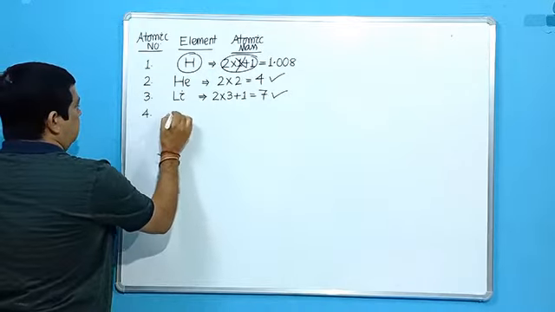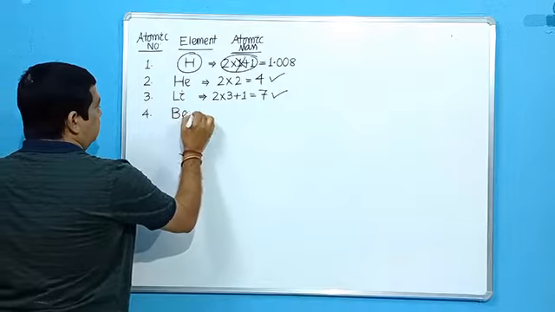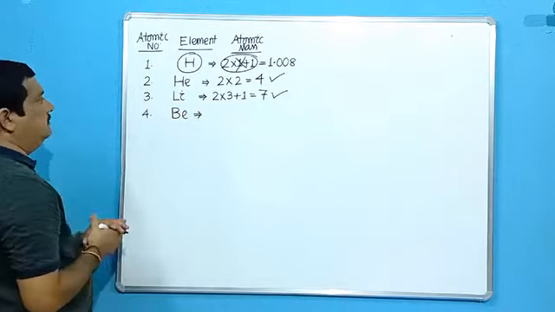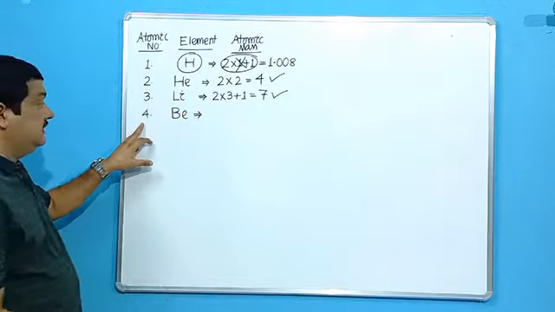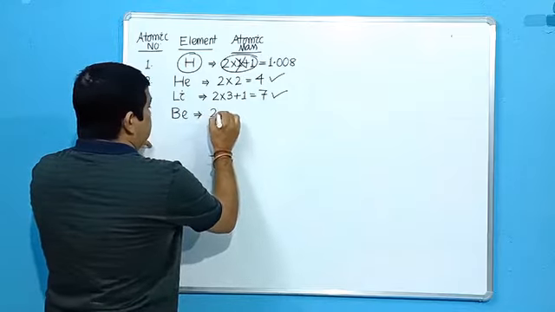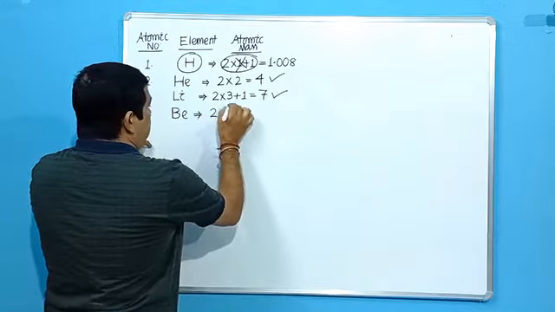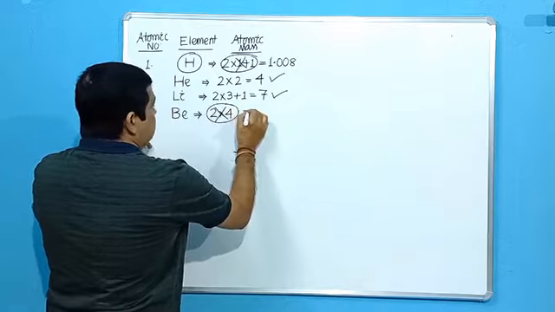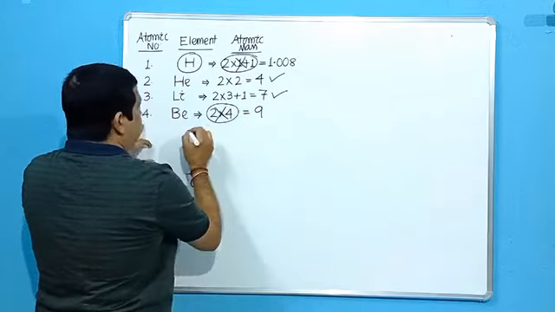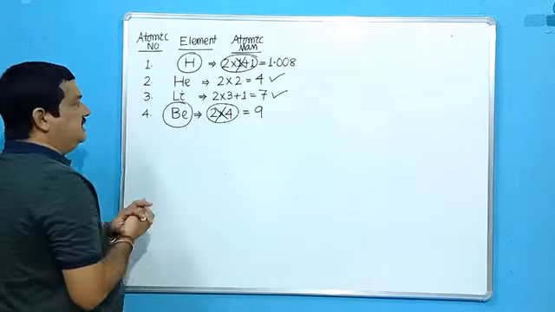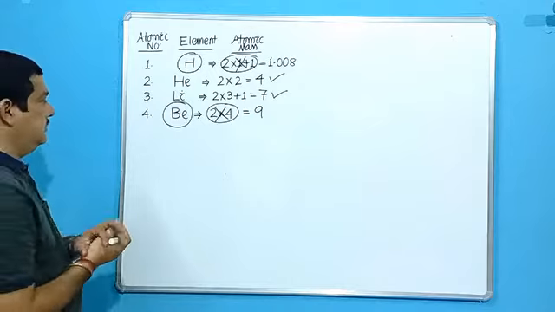Then 4. Beryllium. Beryllium, atomic number is even. So as per formula, what should the atomic mass be? 2 into 4, that would be 8, but it is not. How much will it be? 9. It will be 9. So I am rounding it up. Beryllium does not fit into the formula.